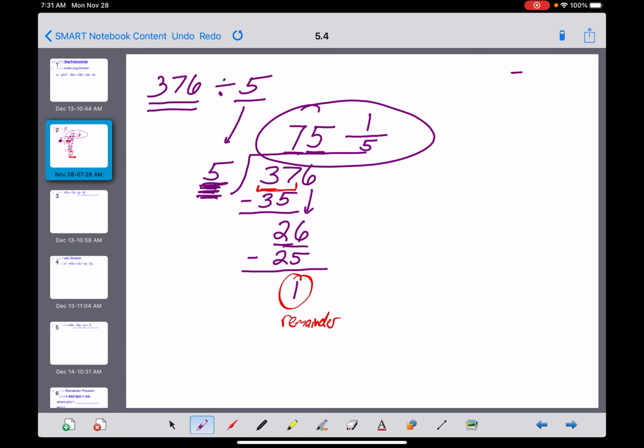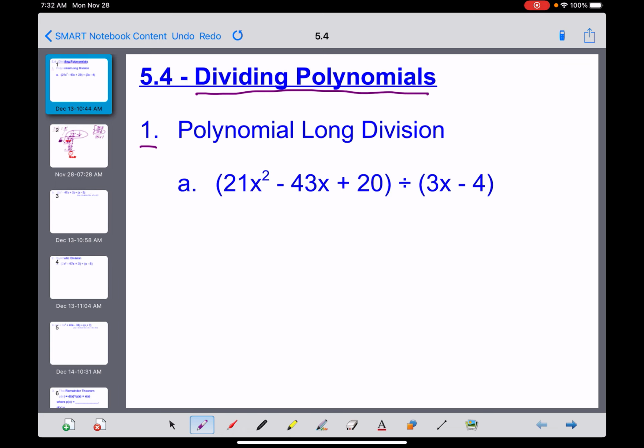So let me see, guys. We came up with 75.2. We came up with 75 and 1/5, and then 75 remainder 1. Those are all 3 equivalent ways, really, of expressing the answer. The first 2 are a little bit more useful than the second one, and actually this is the one we're going to be focusing on today. Okay, so that was just a crash course in how to do numerical long division.